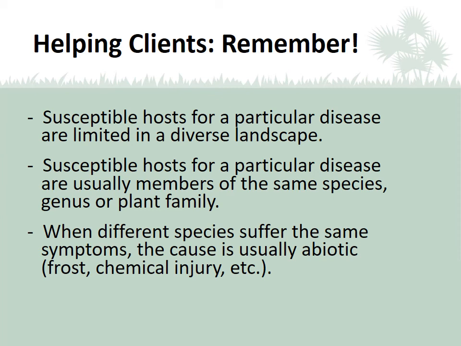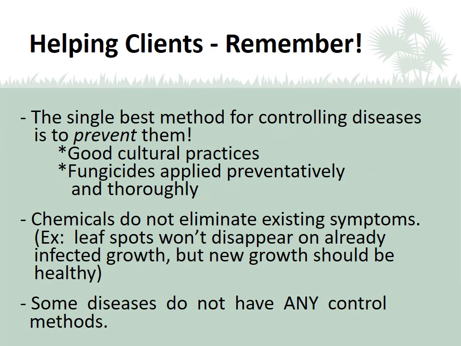So if we find that different species are suffering from what looks like the same particular problem, normally this is not because of a biotic pathogen, it's because of an abiotic issue, be it frost, chemical injury, or otherwise. Another important step in helping clients, really the single best method for controlling diseases, is to prevent them. And that's by using good cultural practices and applying fungicides preventatively and thoroughly.